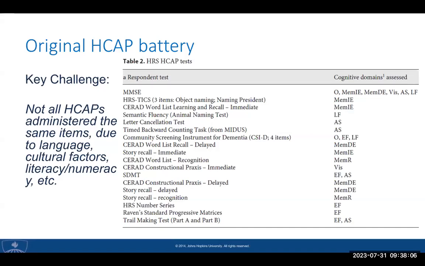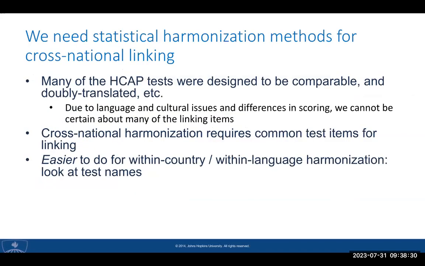And the goal was to translate and to use the same tests and adapt the same items and tests. But there were language and cultural and literacy and numeracy reasons that prevented different individual HCAPs from administering the entire battery in exactly the same fashion across every different country. And we can talk, that's a whole other lecture where we can talk about distinctions and deviations from the tests. So that's why we need statistical harmonization methods for this cross-national linking.